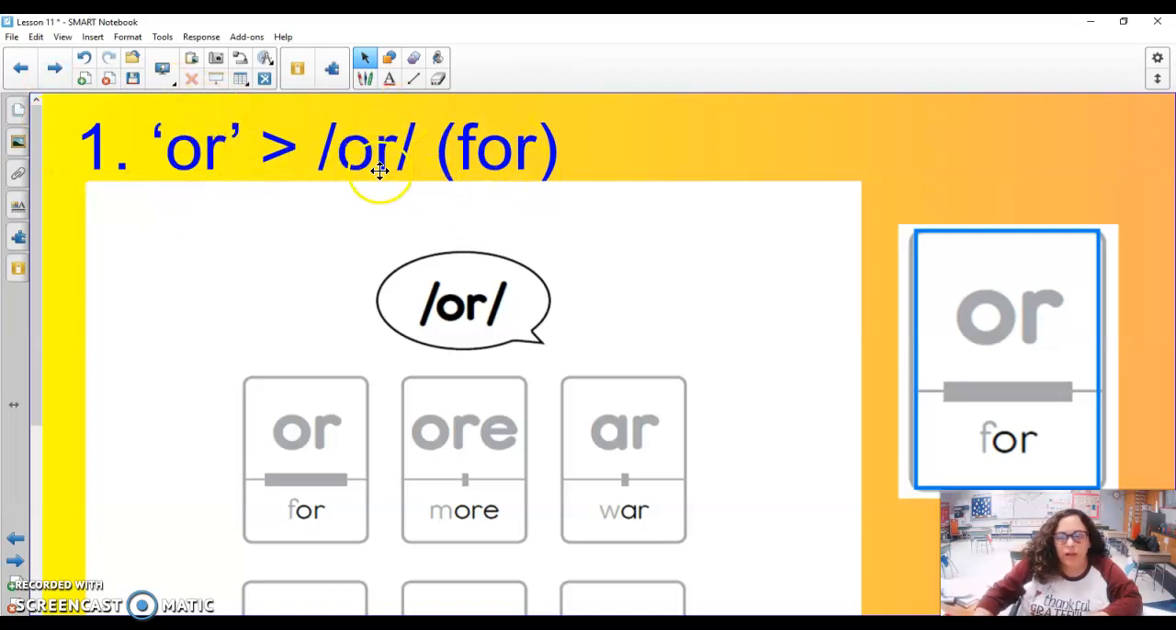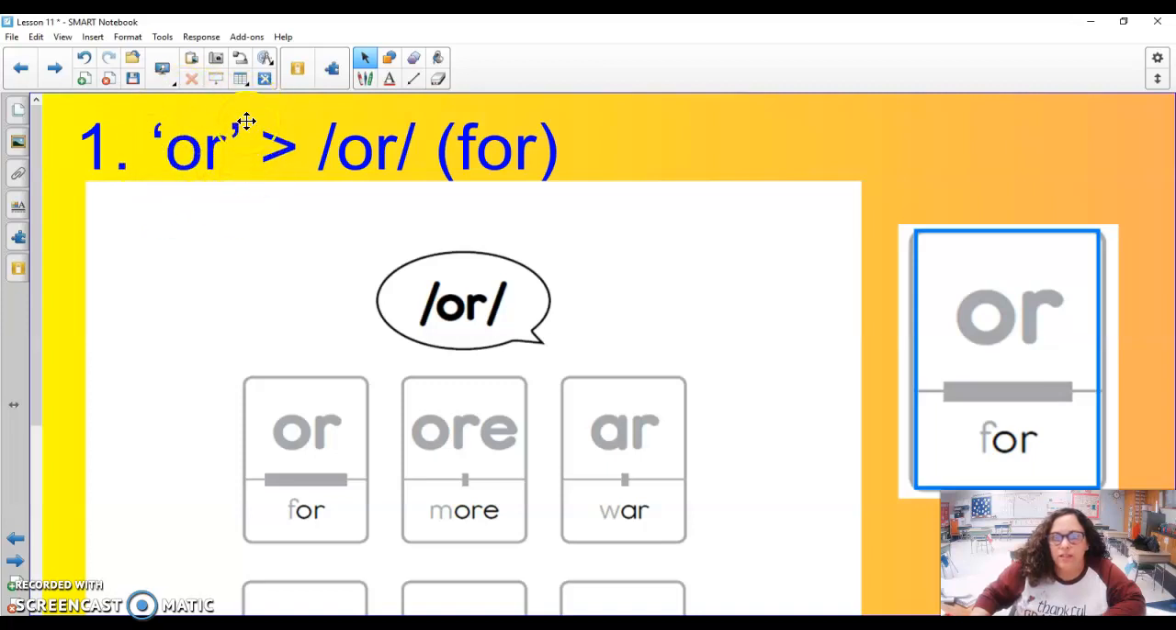So I want you to make the sound or. Repeat after me. OR, common, for. Let's see if it's voiced. Or. Are our vocal cords vibrating? Yes, so it's voiced. Now, if we were to just have the letter R by itself, it says R. But R can mingle with vowels, and when it mingles with vowels, it can make another sound. That is why when you have the vowel O and then the R, it says or.